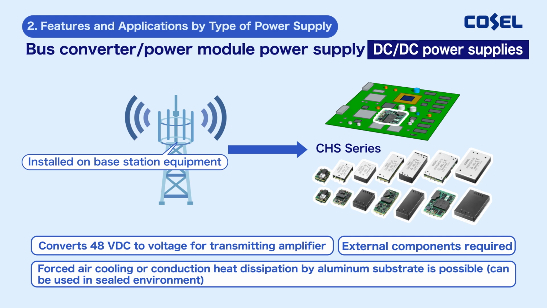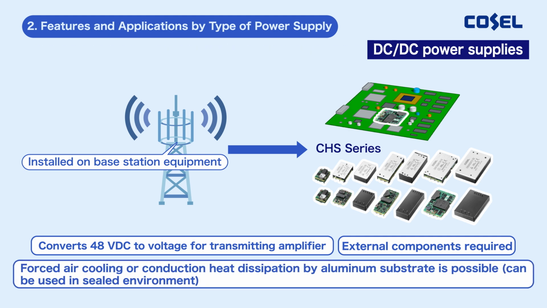For cooling conditions, the standard product can be forced air cooled by a fan, while an optional product with a base plate can be used in a sealed chassis because of its motorized heat dissipation capability.